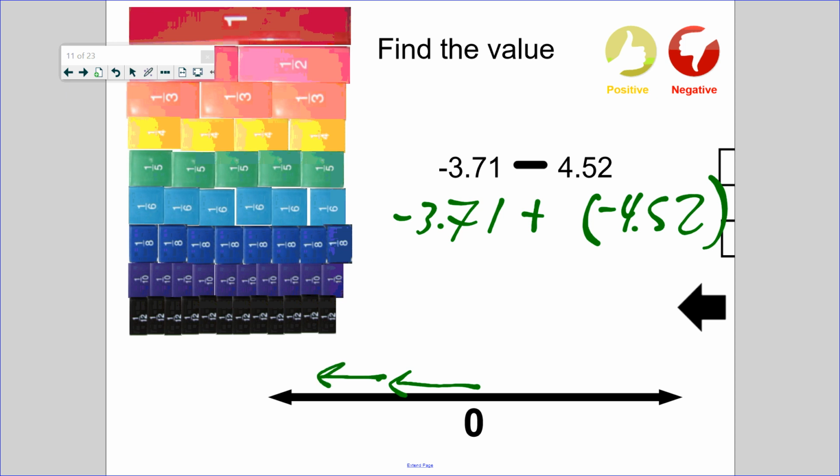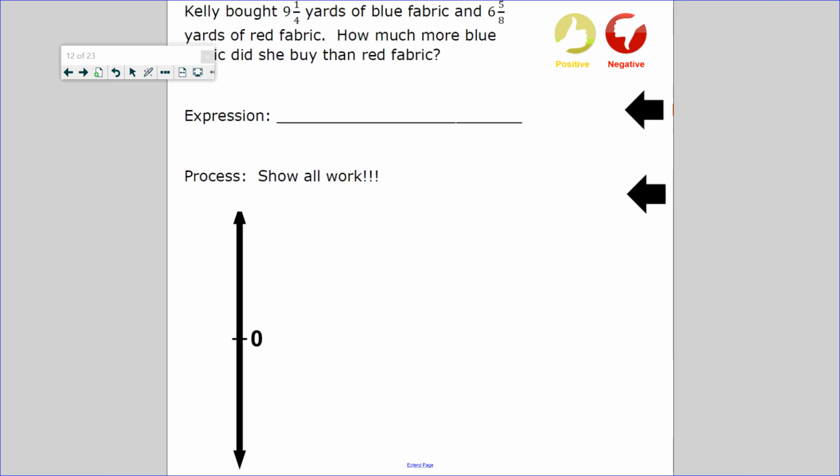But what would this answer be? I know this answer is going to be negative. So let's add this up and find out what it's going to be. 1 plus 2 is 3. 7 plus 5 is 12. Carry 1. It'd be negative 8 and 23/100. So we're going to practice with 2 word problems now to see if you really do understand this.